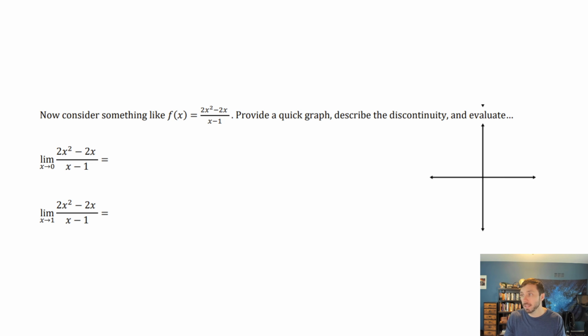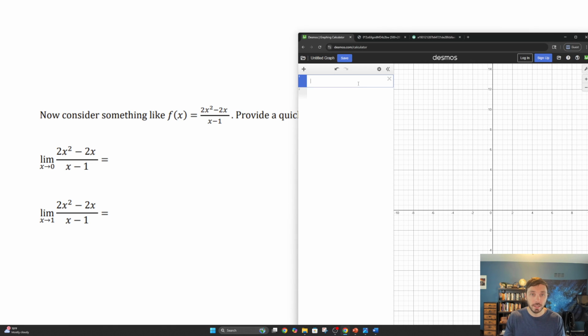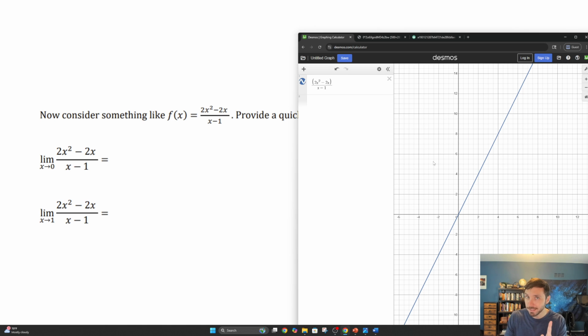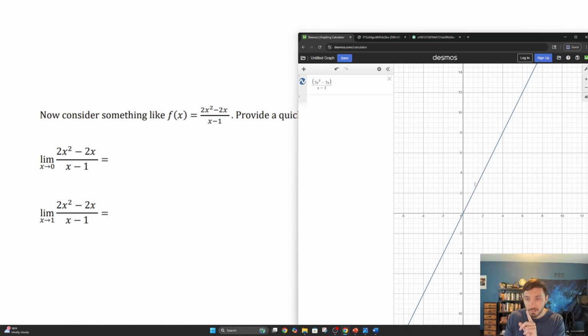So without revealing the answers right away, I'm just going to go ahead and graph this: 2x squared minus 2x all over x minus 1. Looks like a line. It's not a line because we got a little tricky guy right over here. If you plug in 1, which would be the exact value and not the behavior, you get what's called an undefined solution. It's undefined. You cannot compute f of 1.